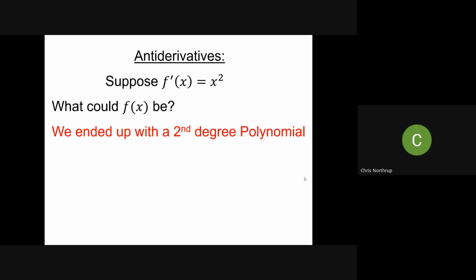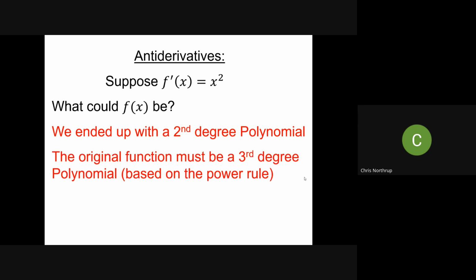Now, we know that this is a second degree polynomial, which according to the power rule says that we should have started with a third degree polynomial. That's how the power rule works. You subtract a 1 from that exponent, and your original goes out front. So a good guess might be x cubed.